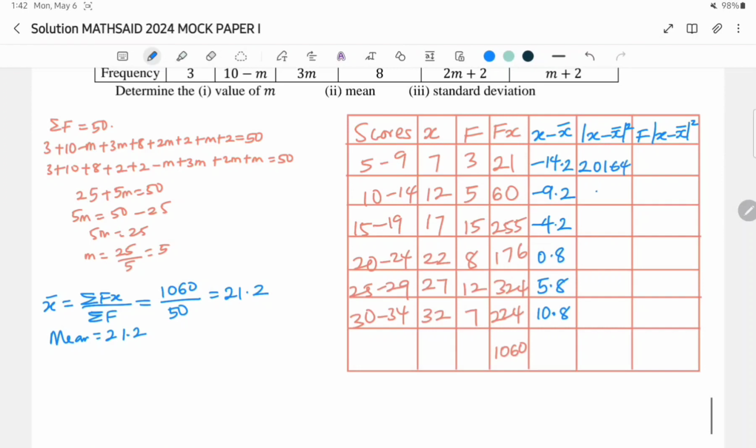201.64, 84.64, 17.64, 0.64, 33.64, and 116.64. Now, we don't need to add that until we multiply it by the frequency. So the frequency, which is this column here, we want to multiply this column by this column.